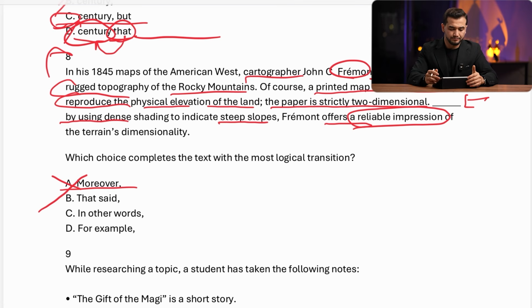So A is out. That said, that is contradiction, kind of, because we use that said to actually show contradictory case with the previous idea. See, in other words, so it's more about paraphrasing your previous idea. It's like almost the same idea, but just paraphrased version. It doesn't make sense. There's no example as well.